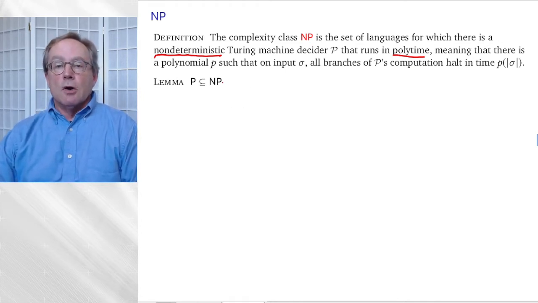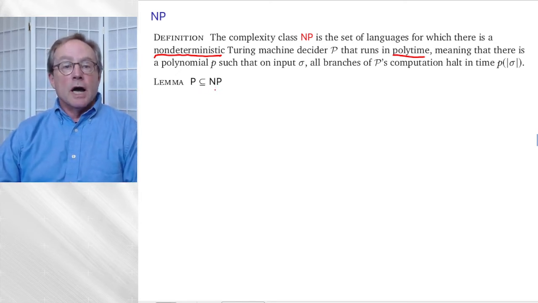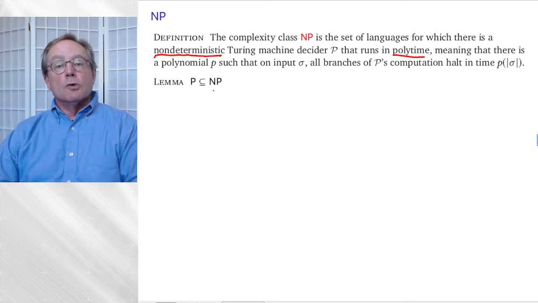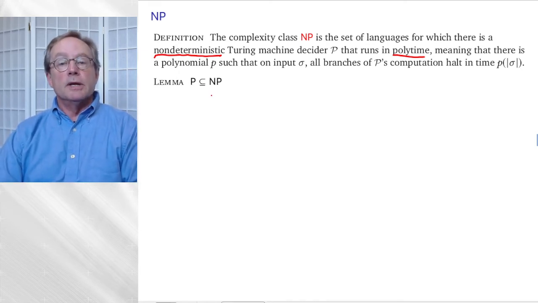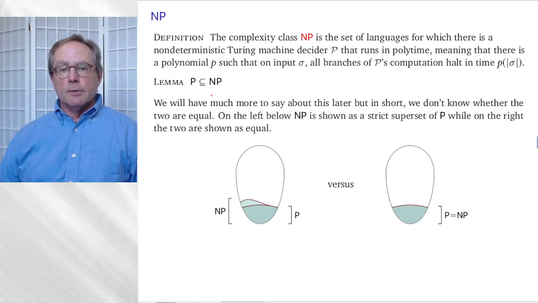So first thing to note is that P is a subset of NP, and that's simply because every deterministic machine is a non-deterministic machine. And so if you can do the job with a deterministic machine, you can automatically do it with a non-deterministic machine. So automatically, the collection P is a subset of the collection NP. So that's a free one.